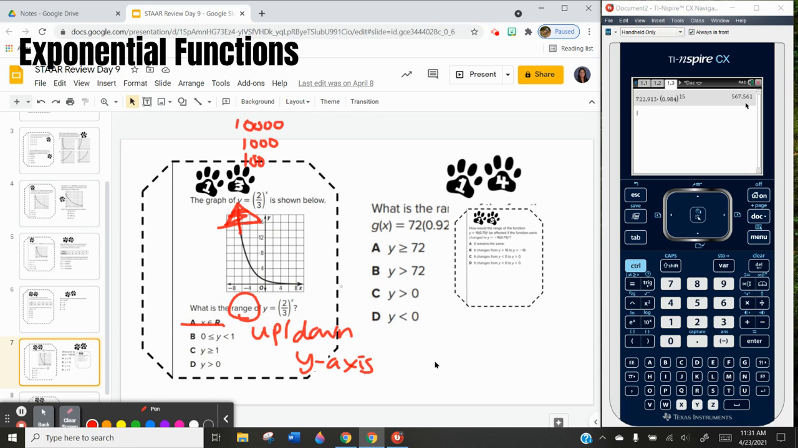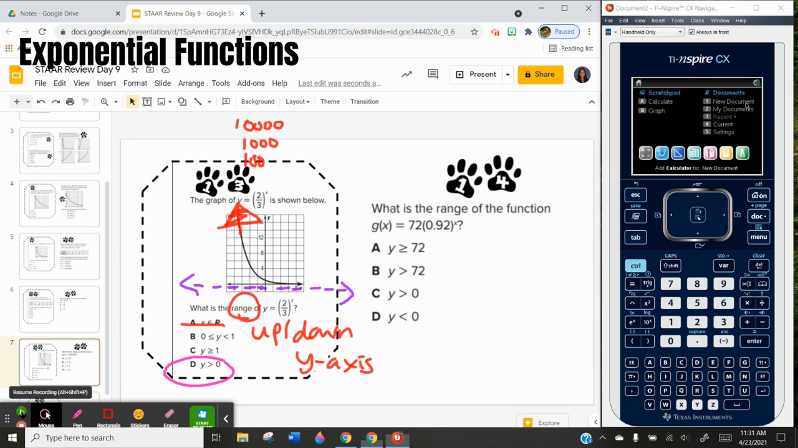But does it continue to go down forever? That answer would be no. Remember that it hovers above this asymptote, the imaginary line. It'll never dip below that. So the lowest it will ever be is really close to 0, but not at 0. So it's all y's above the 0, which makes it D.